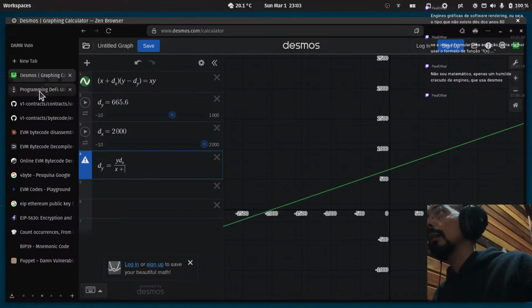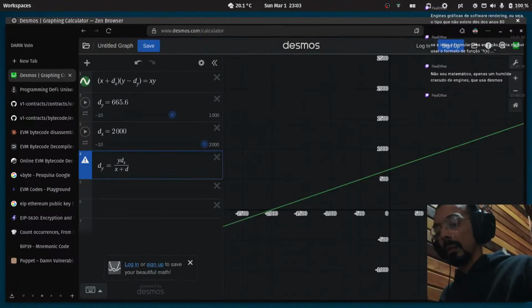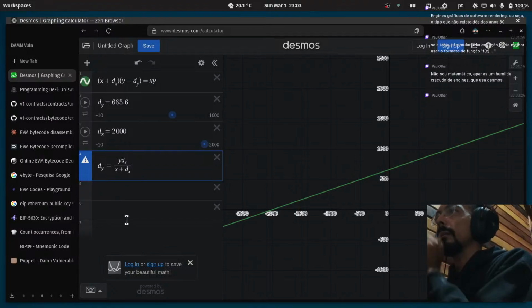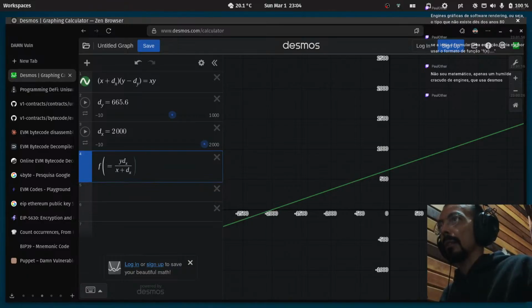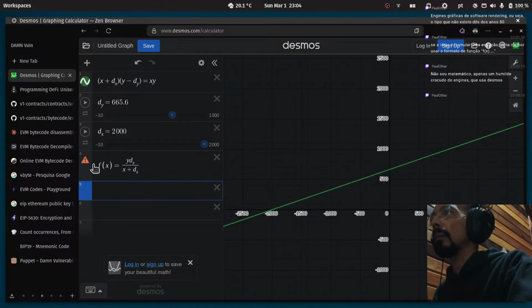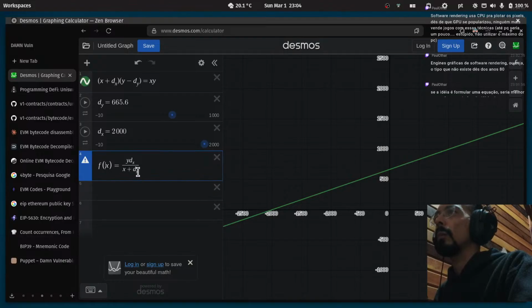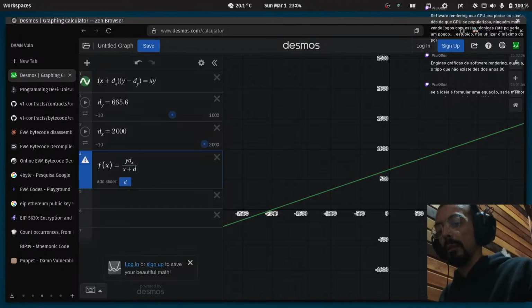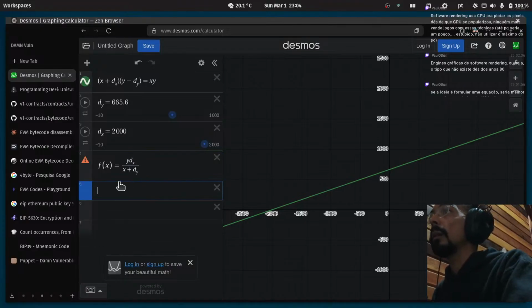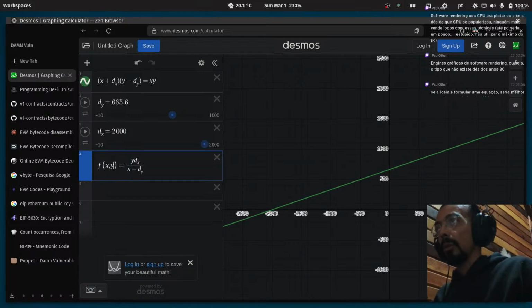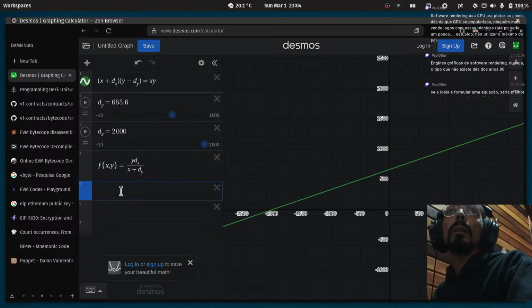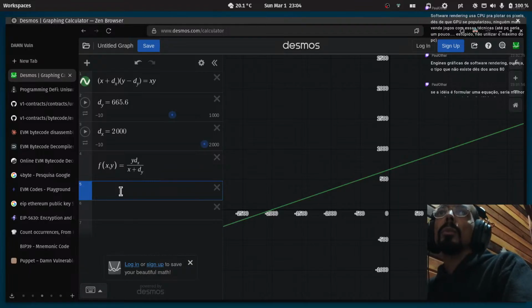X plus delta x. Here you said to put the function, function x. Let's see. Oh wait, I'm missing something here. Really, I need to go like this. Software rendering uses the CPU to plot pixels. GPU.